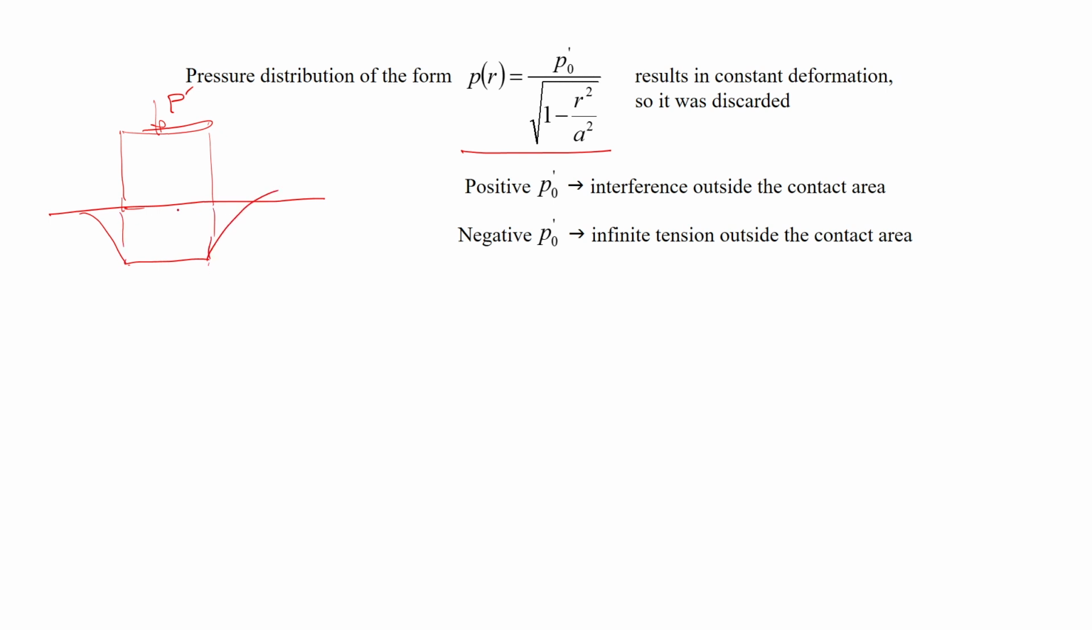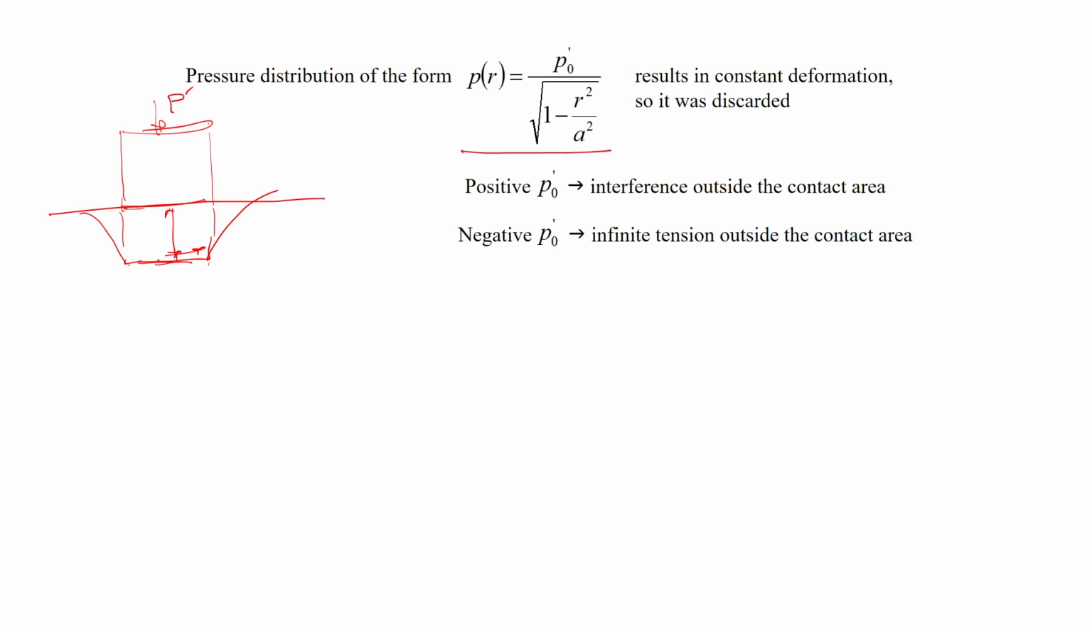Since it is a flat punch, the deformation remains constant all through. This does not vary with respect to r. It remains constant, because it is a flat punch like that. In that case, the pressure distribution within this region is given by like this. So there is this singularity that happens at r equal to a, that we have talked about earlier.